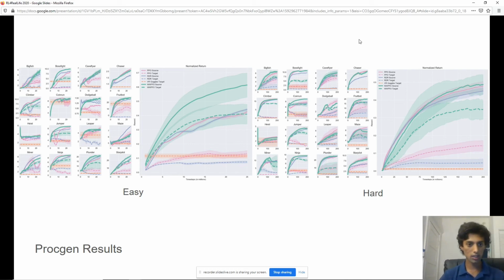Now, what you can see is looking at each of the individual environments on the easy side, WAPO actually matches or exceeds the performance of all of the other algorithms. And this normalized return graph shows the average across environments, where you can see it's clearly outperforming in generalization, which is excellent. Now, in the hard environments, these results are mirrored. Once again, in every environment individually, it matches or exceeds the performance of the other algorithms. And this is reflected in the normalized return, which is just, once again, the average across environments.